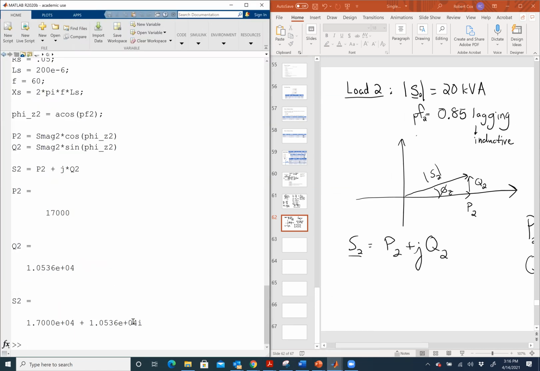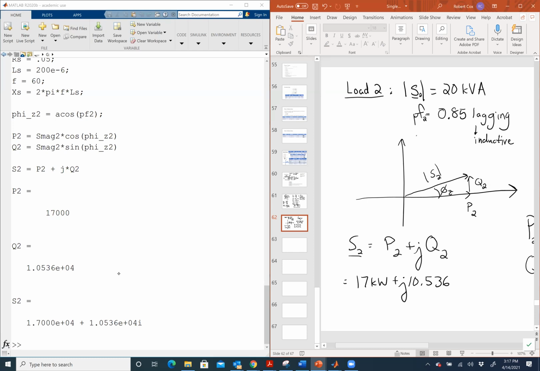Okay, there's my S value that I get here. So P2 is 17,000, Q2 is this ugly looking number here. So what does that mean? I'm going to write this out. That's 17 kilowatts. And then what do I say for my Q there? That would be plus j times what? 1 times 10 to the 4th is 10,000, kilo, 1053.6. Yep, so I would say this guy is 10.536. That's how I'm going to write it.